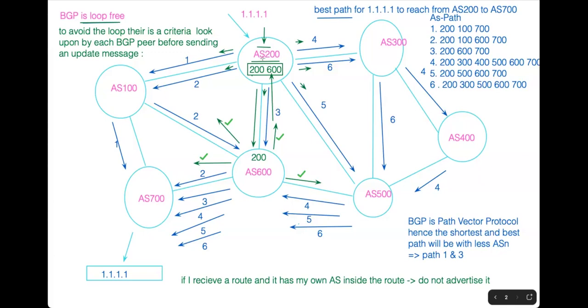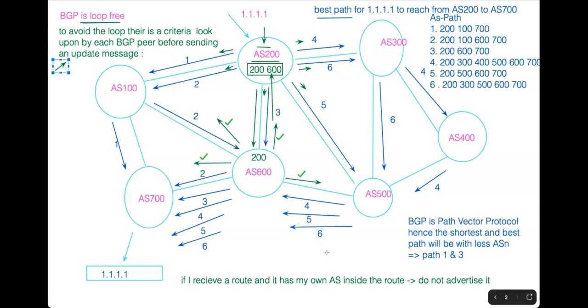What is going to happen if AS200 again gives it back to 600? It will be 200, 600, 200, again back, 200, 600, 200, 600, and it will be a loop. Yes or no? So to avoid the loop, this is the criteria: look upon each BGP peer before sending an update message. If I receive a route and it has my AS inside the route, I am not going to advertise that route.